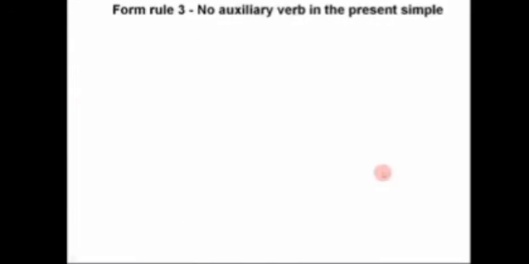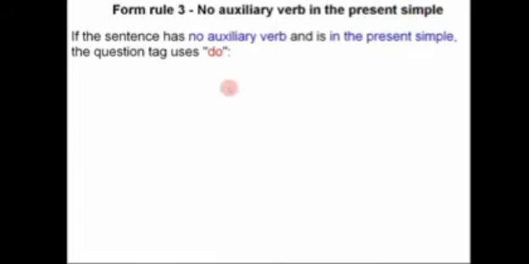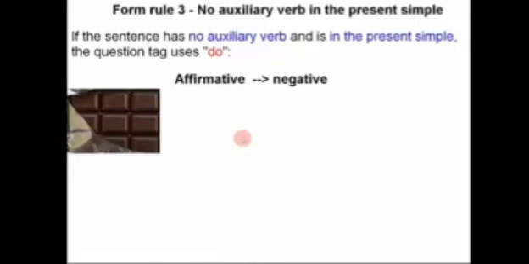Rule 3. In this case, there is no auxiliary verb, but we have a verb in the present simple. If the sentence doesn't contain an auxiliary verb, but the main verb is in the present simple tense, then the question tag takes a do. Look at this example. You like chocolate, don't you?